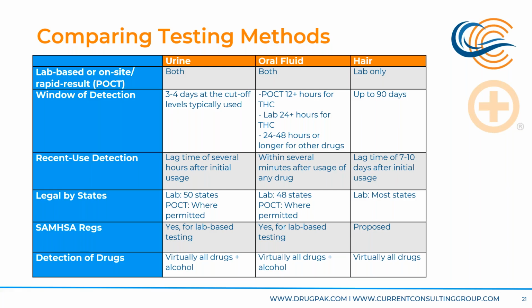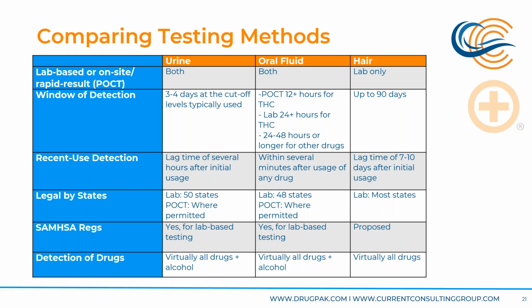The other thing is the window of detection. I've got a chart coming up on this in a second, which will illustrate what I'm about to say. With urine testing, you're looking at a 3 to 4 day window of detection at the cutoff levels that we typically use. So when you hear somebody say that marijuana remains detectable in somebody's urine sample for 2 or 3 weeks, that's true. But at the cutoff levels that your lab is using, you're only going to get a positive reported probably within a 3 to 4 day window of detection.